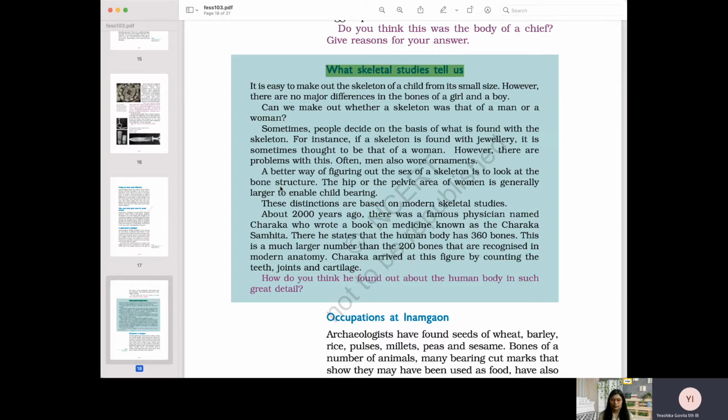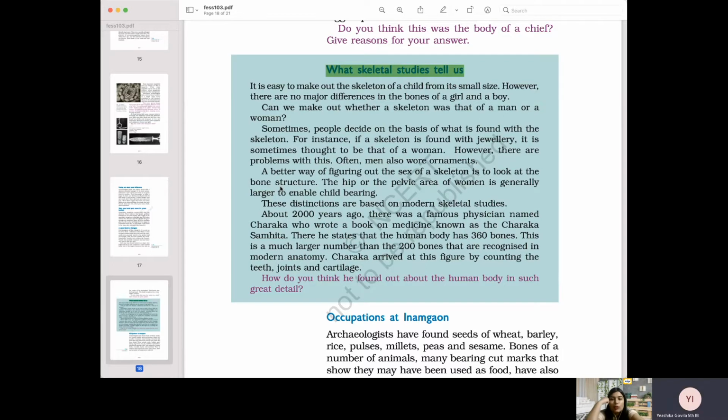About 2000 years ago, there was a famous physician named Charaka who wrote a book on medicine known as the Charaka Samhita. There, he states that the human body has 360 bones. This is a much larger number than the 200 bones that are recognized in modern anatomy. Charaka arrived at this figure by counting the teeth, joints, and cartilage.